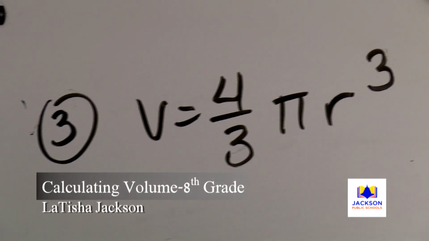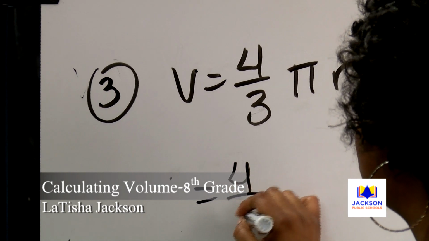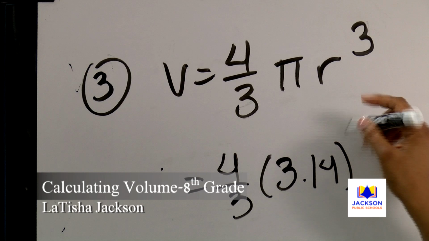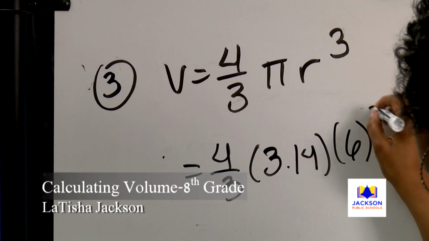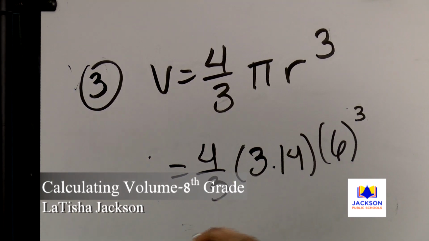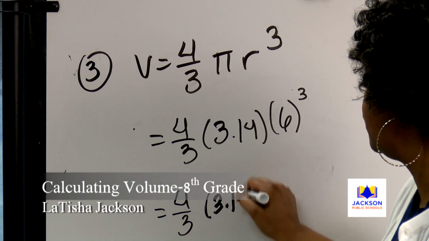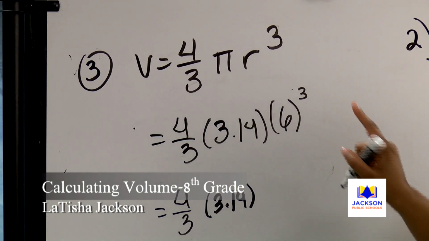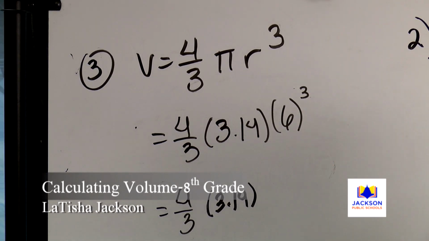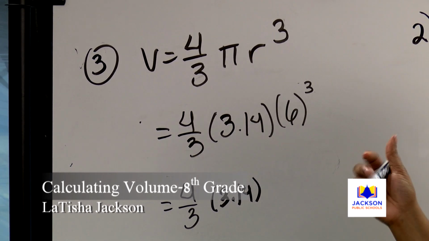Well, if you look at our sphere, the radius is 6. So 4/3, we know for pi, we approximate it to be 3.14. And then we'll have 6 cubed. We're going to simplify this first. So it'll be 4/3, 3.14. And do not say 6 times 3. We know that's not right. It's not 18. If you don't know what 6 times 6 times 6 is, just put it in your calculator. So we do 6 times 6 times 6, and we get 216.